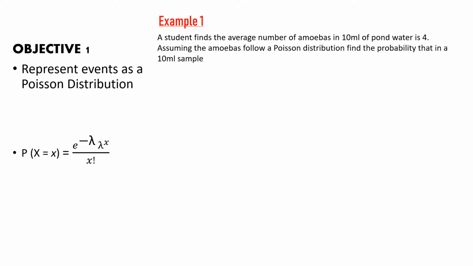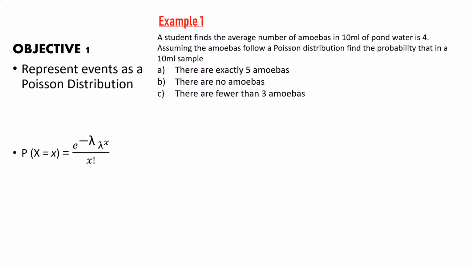So for the first example: a student finds the average number of amoebas in 10 milliliters of pond water, and the average is 4. Assuming that the amoebas follow a Poisson distribution, we've got to find the probability that in a 10 ml sample there are exactly 5 amoebas, there are no amoebas, and there are fewer than 3. So, two things we're looking for. One is a time frame or a sample space, and in this case that is 10 mils of pond water.